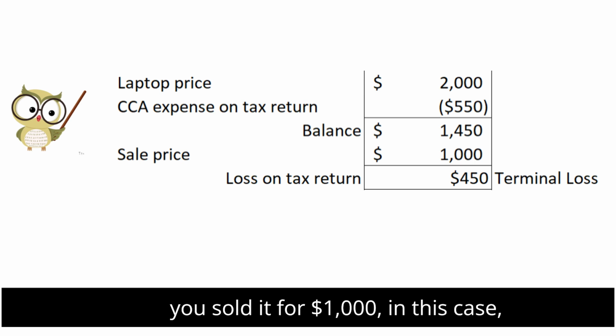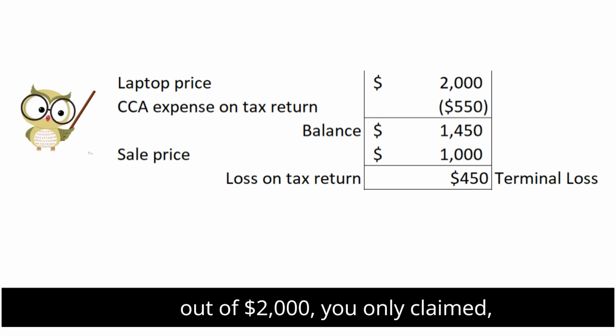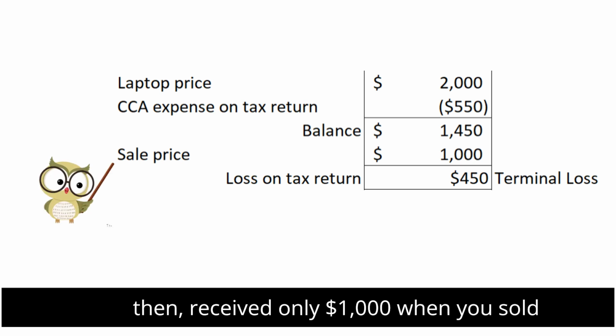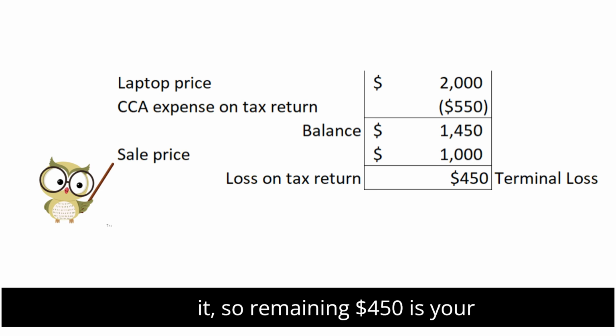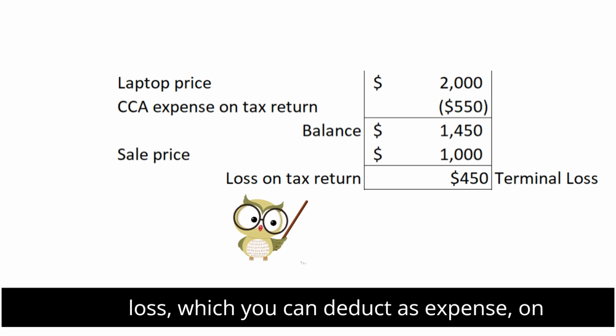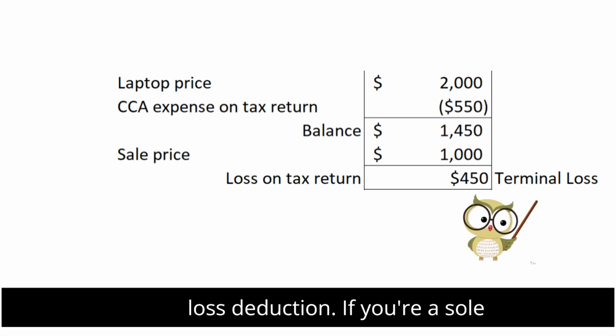Alternatively, you may have a situation where you sold the laptop for less. Say, you sold it for $1,000. In this case, out of $2,000, you only claimed $550 in the past on your tax return, then received only $1,000 when you sold it. So the remaining $450 is your loss, which you can deduct as an expense on your tax return. This is called terminal loss deduction.